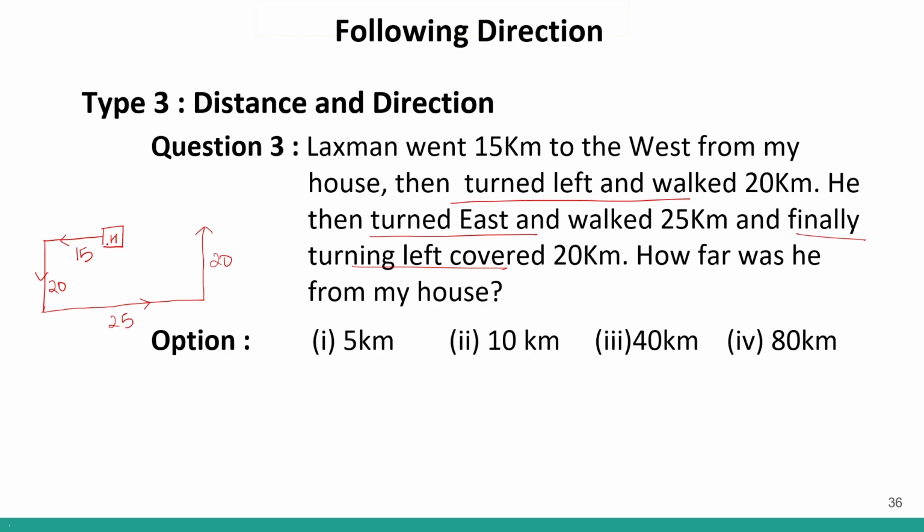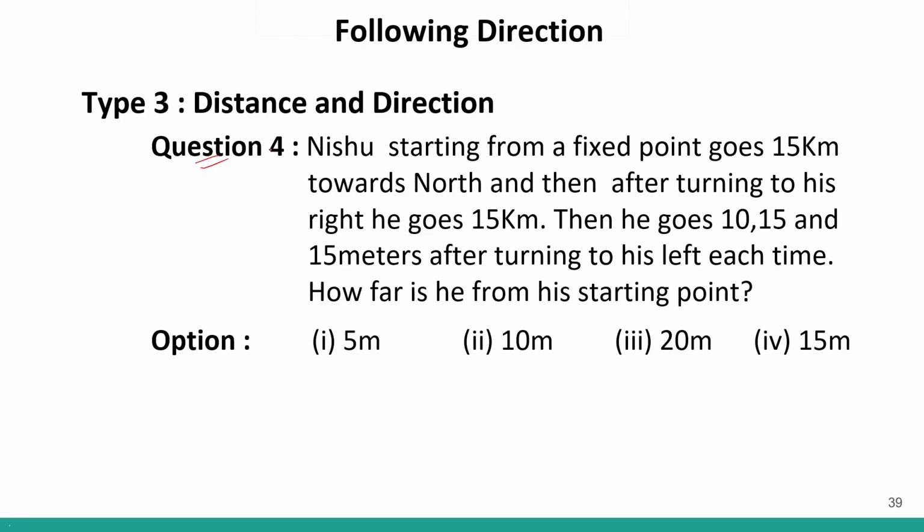So coming back in line with the house. How far was he from my house? So from here you can see, let's say this distance is x. Very clearly 25 will be x plus 15. So x will be 10 kilometers. So the answer will be option number 2, 10 kilometers. This is question number 4.